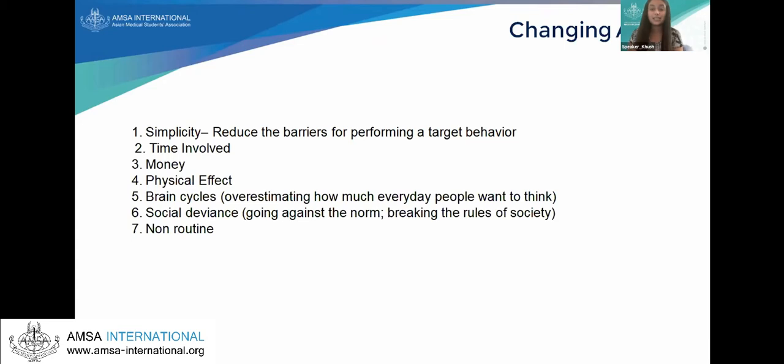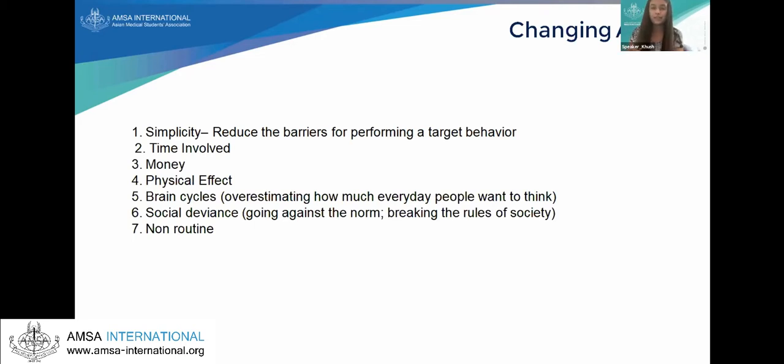Is it something that you're asking them to do out of their routine, that's not part of their routine? Let me give an example. There's currently a rising burden of NCDs. Your intervention might focus on asking people to change their behavior and practice exercising for at least 30 minutes a day. So definitely it's simple. It involves only 30 minutes of their time. It does not involve money. It involves, I would say, a good physical effect, improving their physical health.